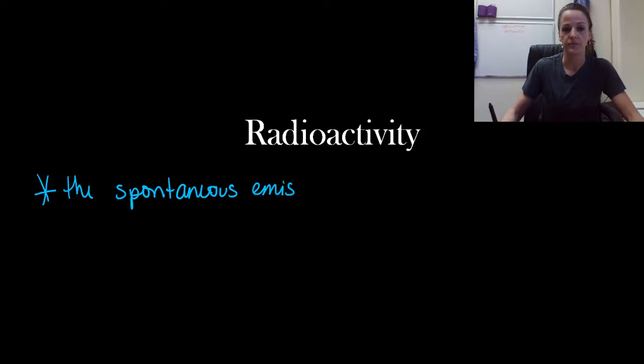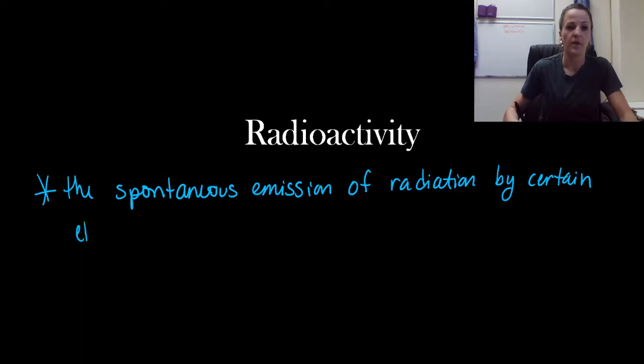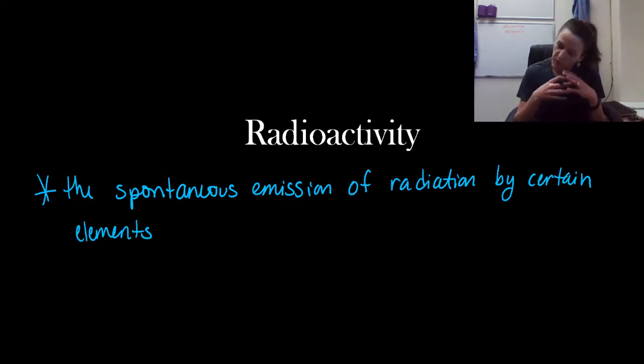emission of radiation by certain elements. Okay? When she introduced this, she basically said that groups of different elements can spontaneously decide to emit radiation. Usually they do this by emitting a specific particle. The three particles we're going to focus on in this video are your alpha, beta, and gamma particles.